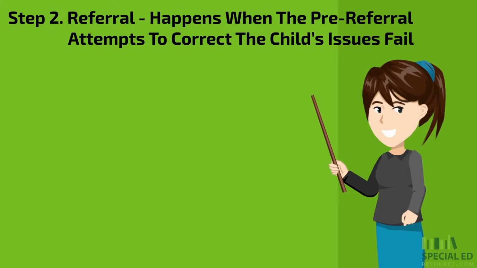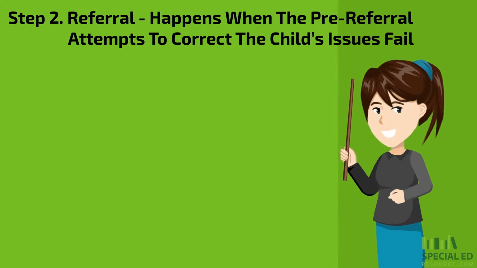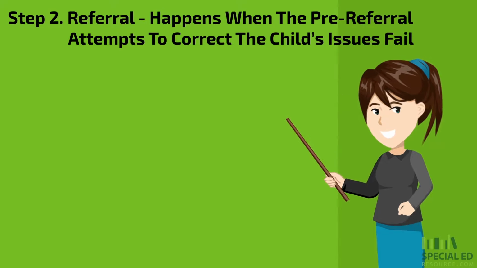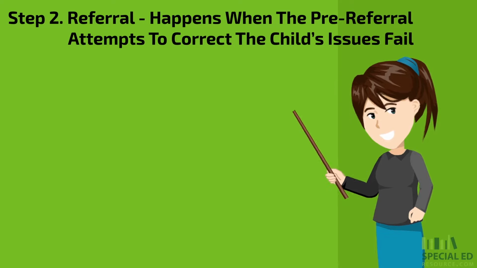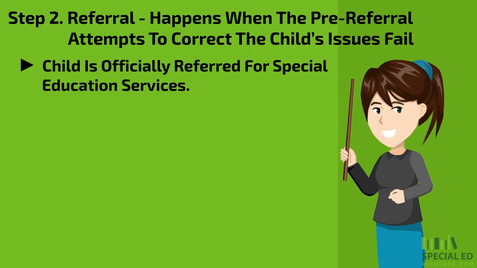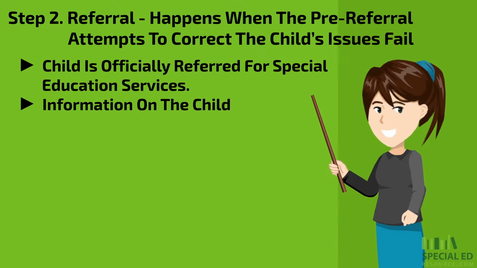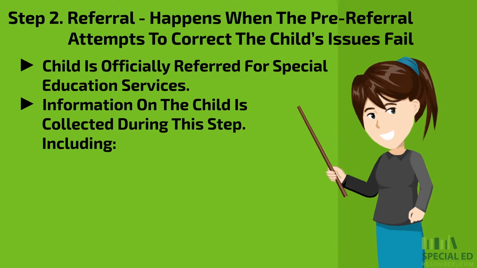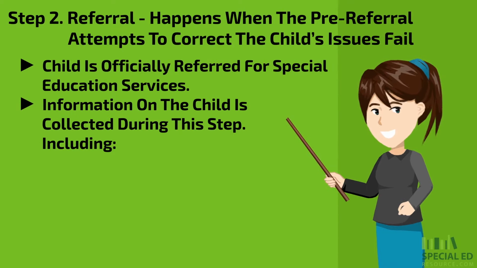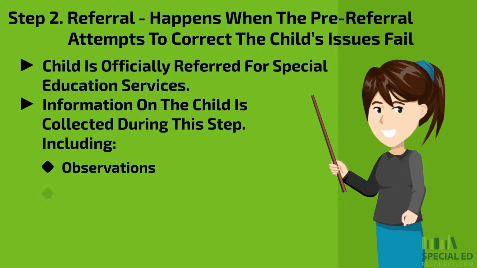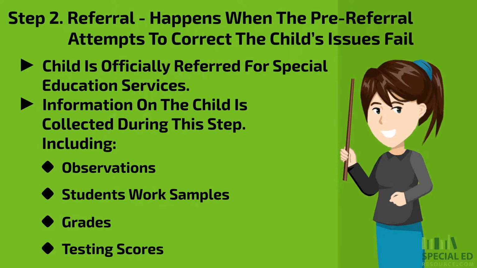Step 2, referral. This step takes place when the pre-referral attempts to correct the child's issues fail. This means the child is officially referred for special education services. During the referral process, information about the child is collected. This includes observations, students' work samples, grades, and testing scores.